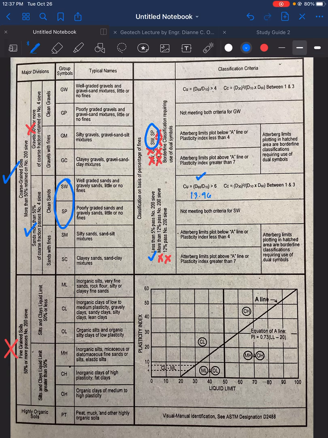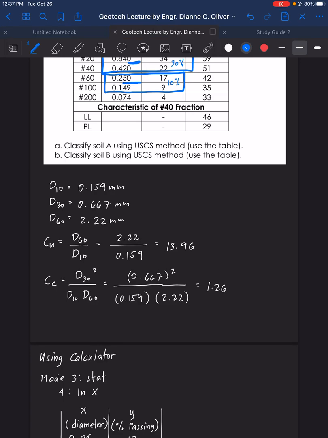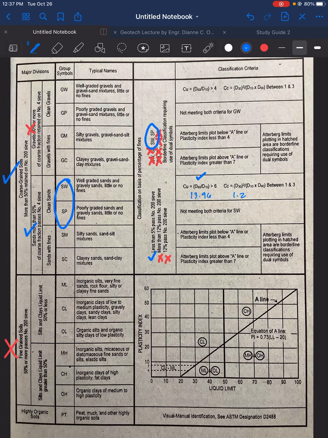How about Cc? Cc is 1.26. Is this between 1 and 3? The answer there is yes, it's between 1 and 3. Therefore, our soil is SW. So, SW, and then let's cross out these ones. Okay, so that's how you use this table. It's very tedious, but if you get the hang of using this table, then it will become very helpful.